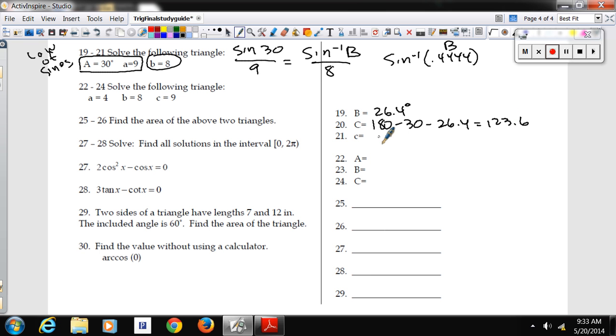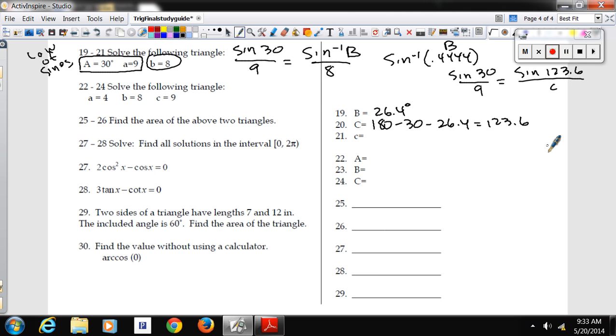And then to get little c, you've got to do one more law of sines. I would use the same one. I'd use the sine of 30 over 9 for this first one, right here. But this time you've got to use sine of c, sine of 123.6 over little c, so that you can solve for little c. This time you don't have to do any inverses because you have both angles. So you're going to take the sine of 123.6 times 9 first. Sine 123.6 multiplied by 9, and then divide that by the sine of 30.